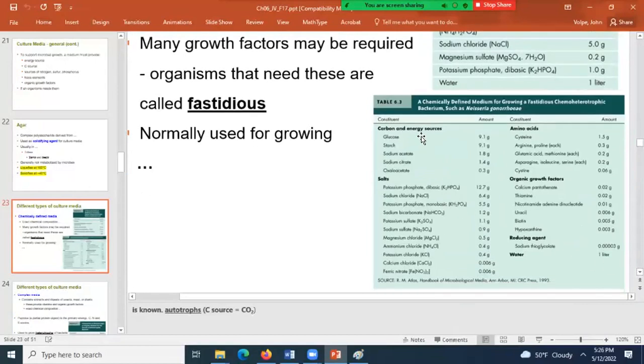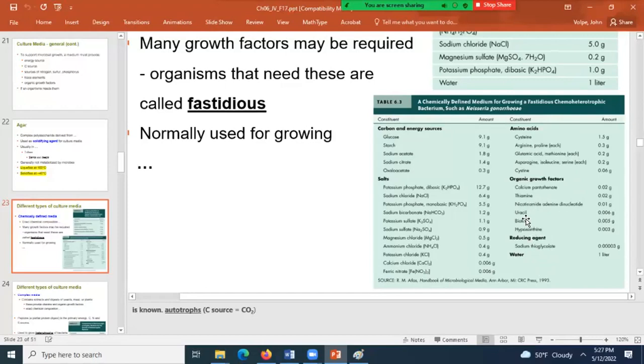So we're adding a large number of different carbon and energy sources, a large number of salts to supply phosphate, sulfate, magnesium, nitrogen, calcium, iron. And then we're supplying some amino acids. These would be growth factors. And then organic growth factors right here.